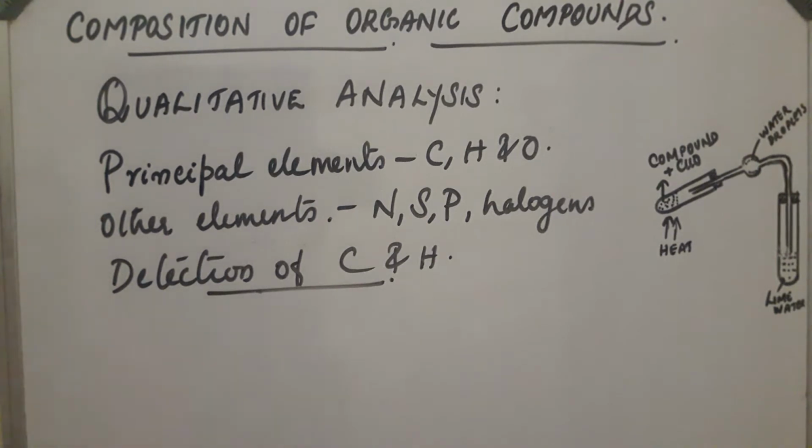There is no particular confirmation method for the detection of oxygen. We can detect the presence of oxygen from the percentage composition. If the sum of the percentage composition is less than 100, we can conclude that oxygen is present in it. Like that only we can detect the presence of oxygen. Now, let us discuss one by one.